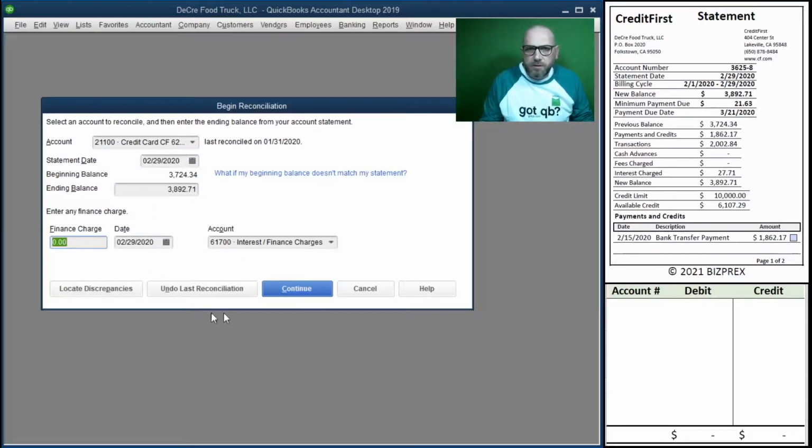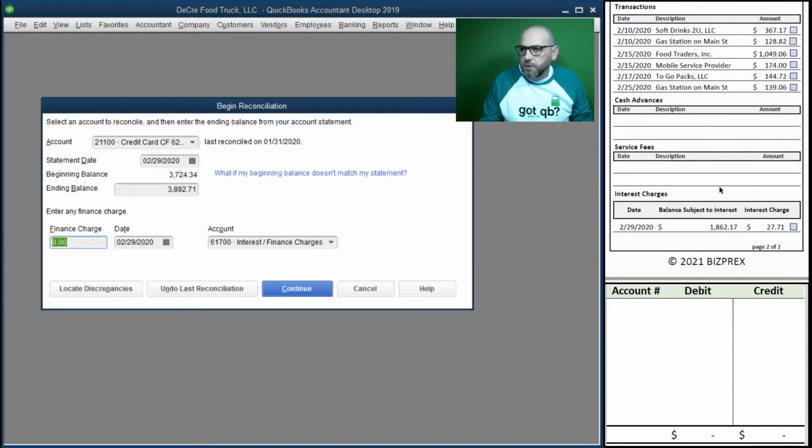All right, again, this is an opportunity to enter a transaction, a finance charge in this case, right at this interface. So again, we're going to make sure we understand what's going on. So our finance charge is $27.71. And our date is end of the month. Excellent. Interest finance charges. So on this interface right here, we're actually entering a transaction. So I want to make sure we understand what's going on.